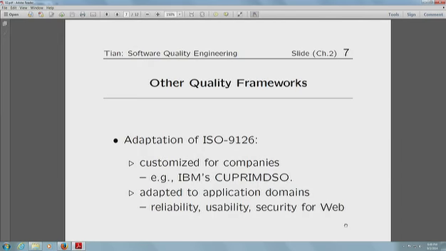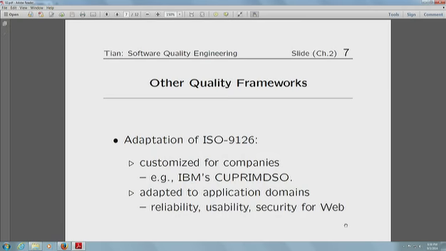So we can look at a few of the modifications to those things. For example, that adaptation of ISO 9126 has been very common in industry. Different companies have their own definition and interpretation of quality, and most of them are some kind of rehash, further improvement and refinement, or a selected subset of the ISO 9126.